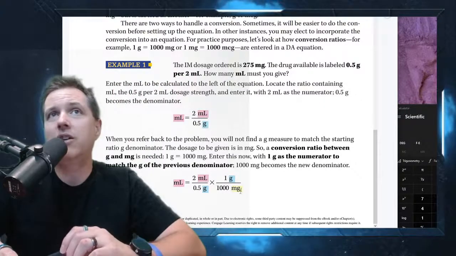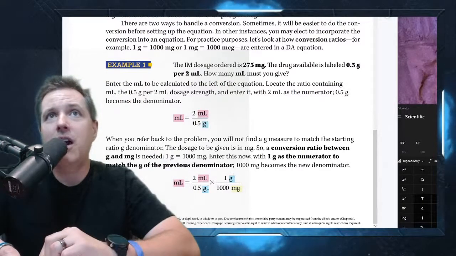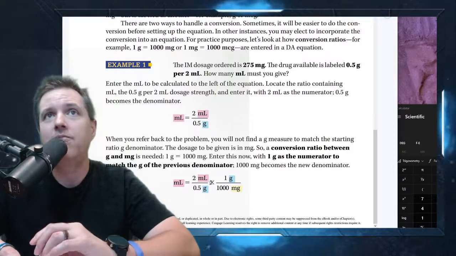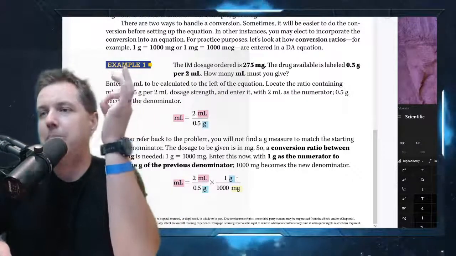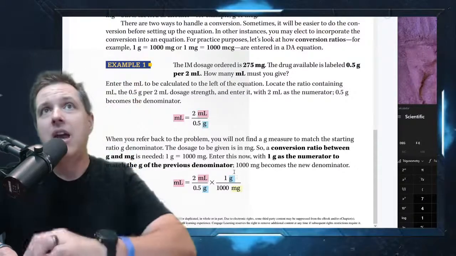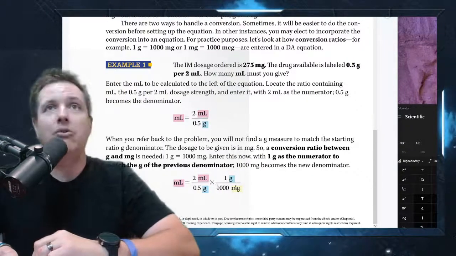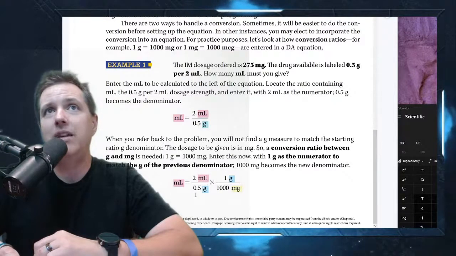That's just a metric conversion. The thing on top is the thing you want to cancel. See how we're trying to get rid of this 0.5 grams? So we put grams on top, making it 1 gram, because gram is the base unit for weights in the metric system. And on the bottom, we put the unit we want it to convert to, which is 1,000 milligrams. So we're trying to get from grams to milligrams, and you set it up in the order where the grams will cancel.